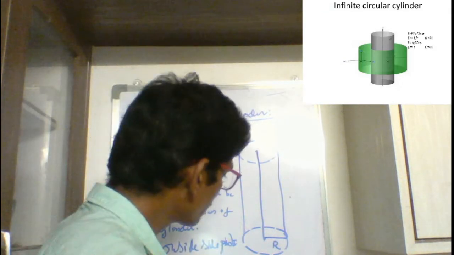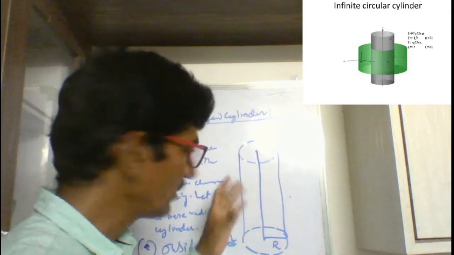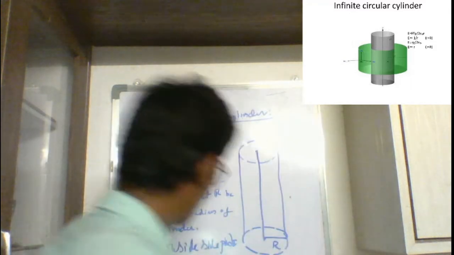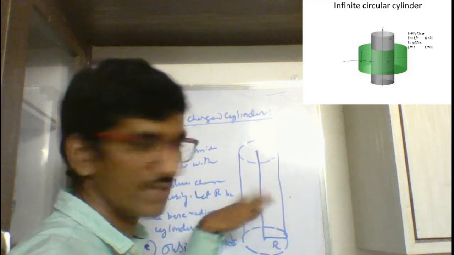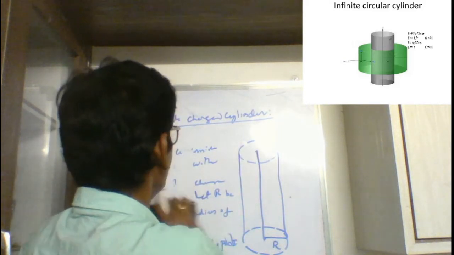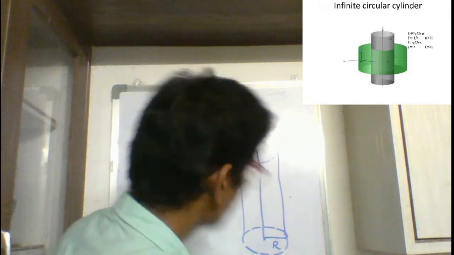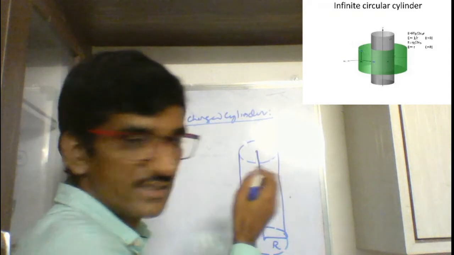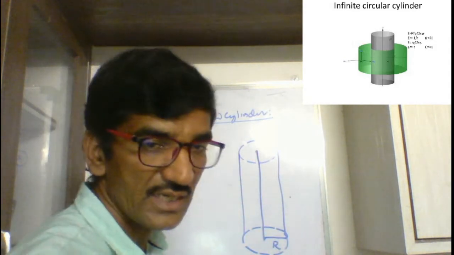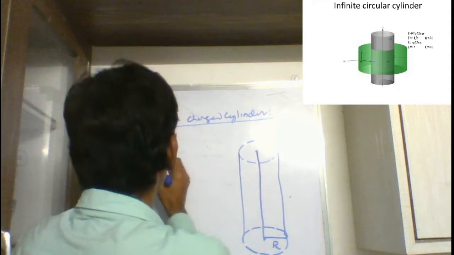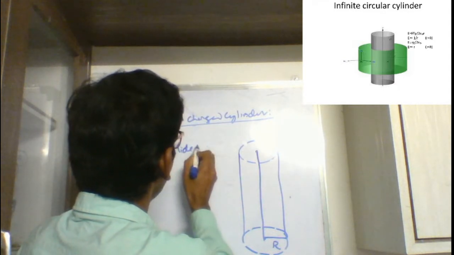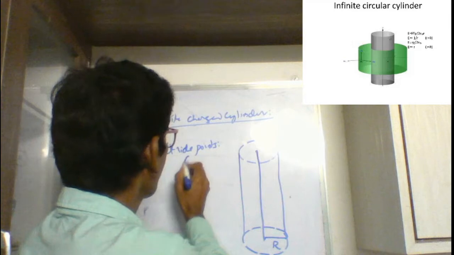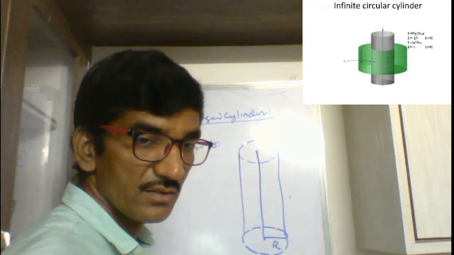Now what you have to do? You have to draw a specific Gaussian surface. Now I am drawing the Gaussian surface here, and I am erasing this. Now go for case A. At first we are considering outside points, that is, mathematically the field at outside points.